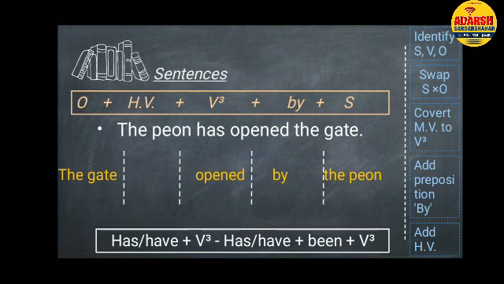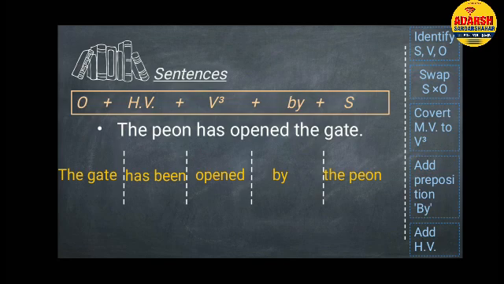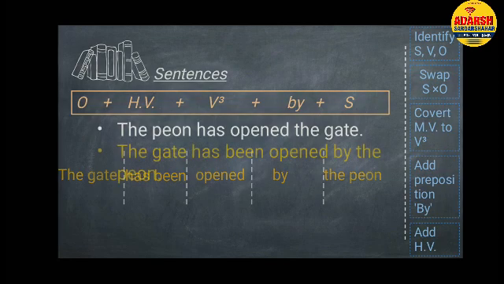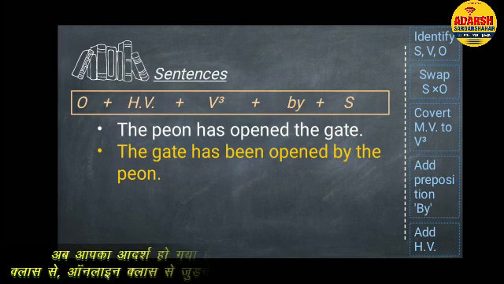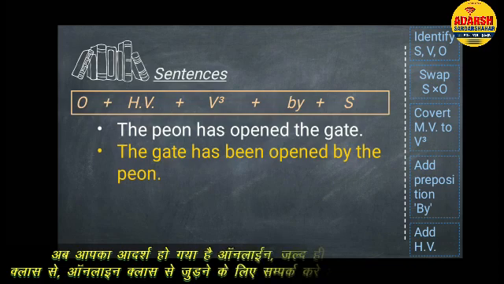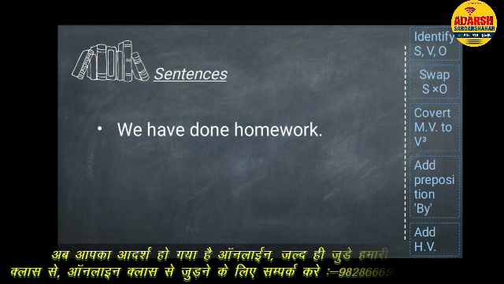So the gate is singular here, so we use has. So let's write here has been. Now let's combine our words: the gate has been opened by the peon. So here we can see that the active sentence is the peon has opened the gate, while the passive sentence is the gate has been opened by the peon. So the first sentence we have done. Let's go towards our second sentence, which is we have done homework.